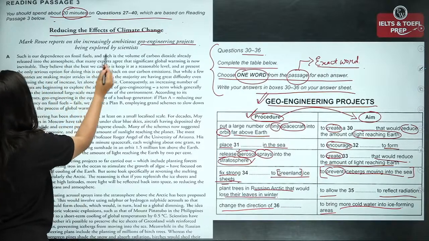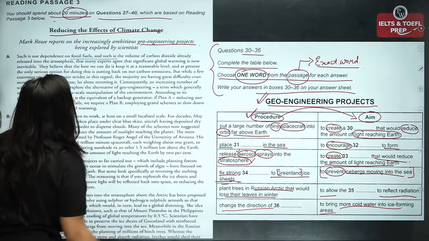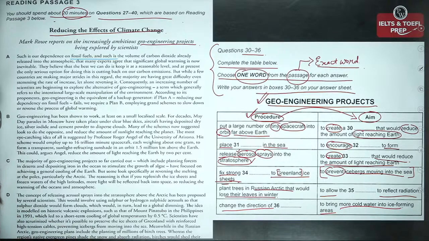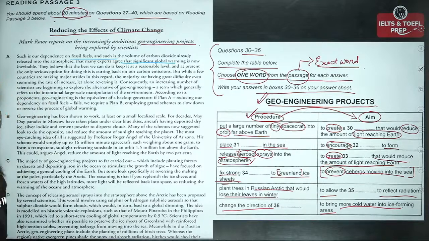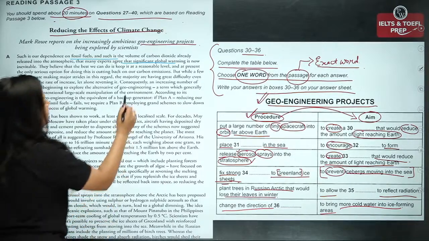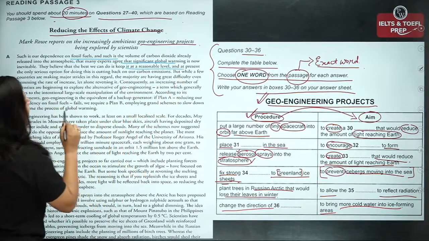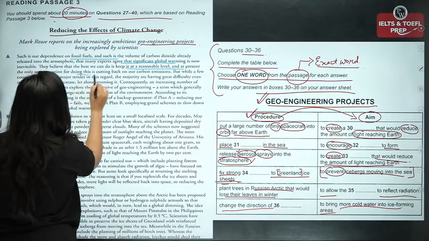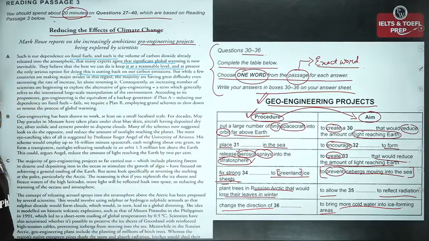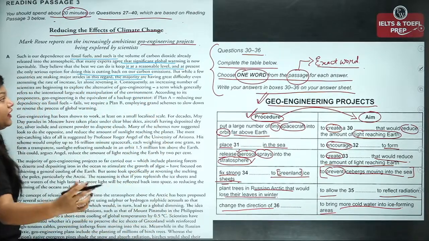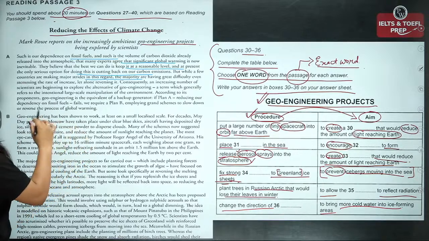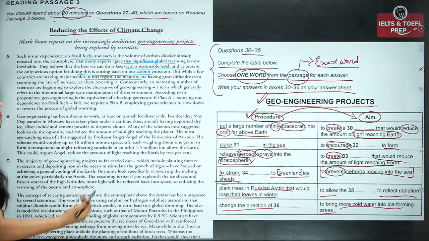Such is our dependence on fossil fuel and such is the volume of carbon dioxide already released into the atmosphere that many experts agree that global warming is now inevitable. They believe that the best we can do is keep it at a reasonable level, and at present, the only serious option for doing this is cutting back on our carbon emissions. But while a few countries are making major strides in this regard, the majority are having great difficulty even stemming the rate of increase, let alone reversing it.